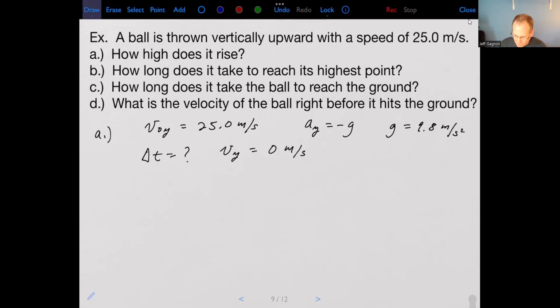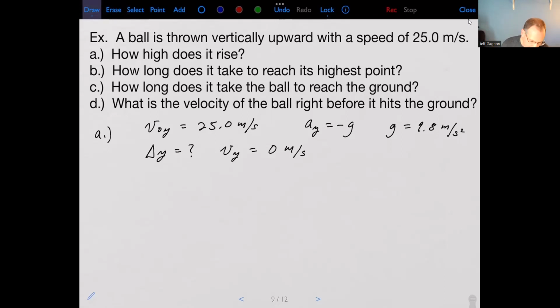So do we have an equation that involves all these variables where the only unknown is delta t? Yeah, we could use, let's see. Oh, you know what? I made a mistake here. I'm starting to answer the second question, right? Let's do part A first. We want to know how high does it rise, right? That's the first question. So really I'm looking for delta y here. The next part, part B, we want to know the time, but for now we'll just do part A.